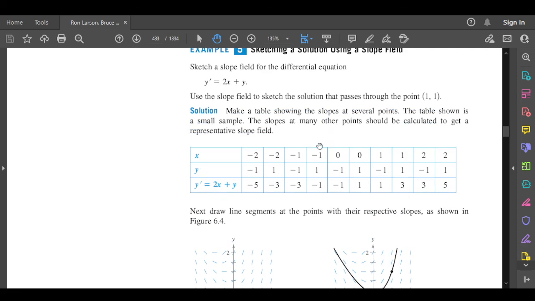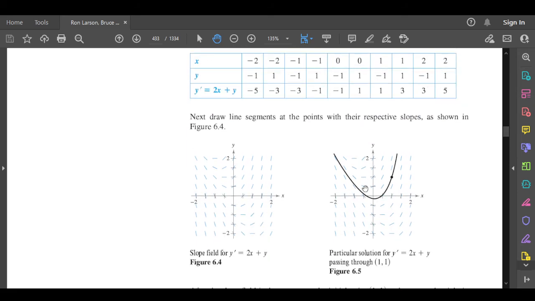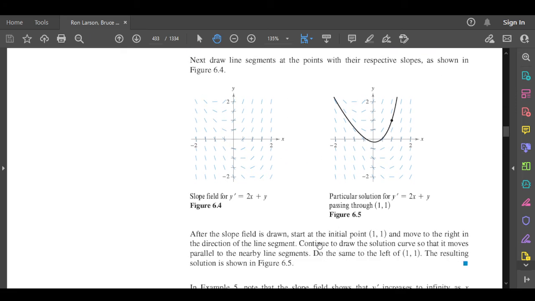Okay, then the solution passes through this point 1, 1. So in graphing the solution, after the slope field is drawn, start at the initial point 1, 1 and move to the right in the direction of the line segment.